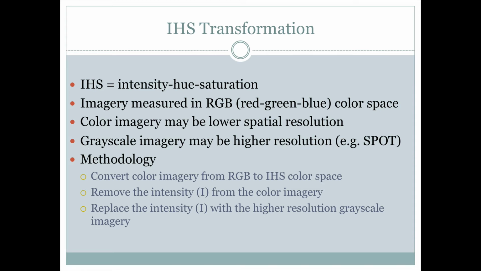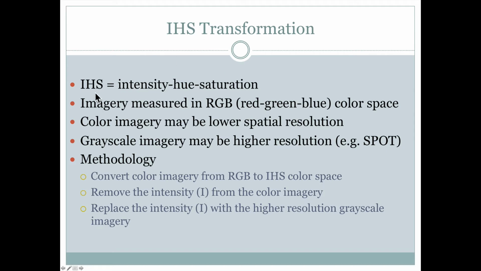Depending on the satellite, sometimes a higher resolution image is collected with monochromatic or grayscale than is with color. One example of that is SPOT. The French satellite SPOT collects 10-meter resolution grayscale, and for the color imagery, it collects at 30 meters of resolution. So if we want a color image that takes advantage of the high resolution that we're seeing in the grayscale, we can do this IHS transformation.